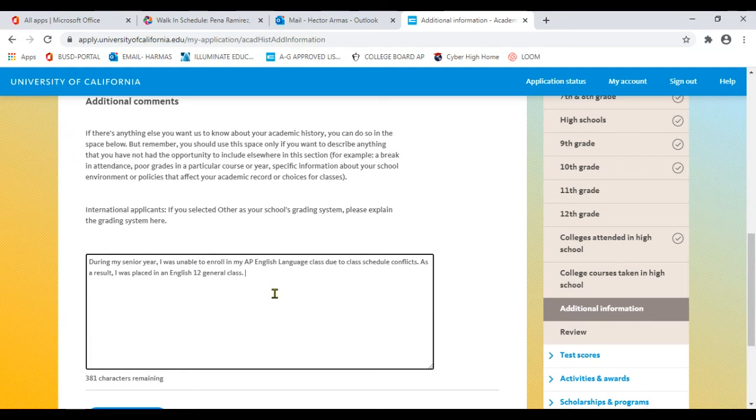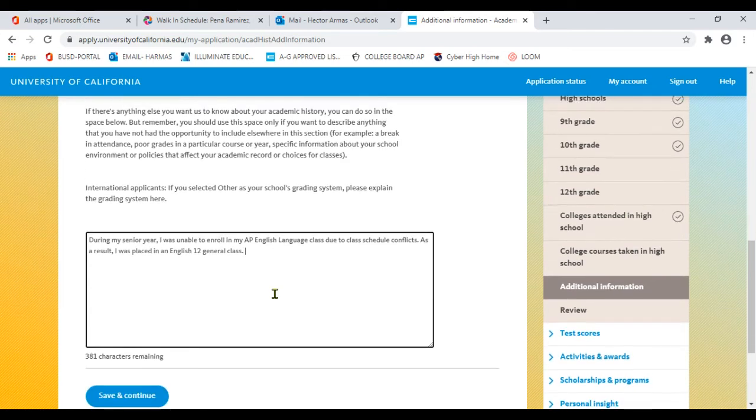Okay, so in other words, the universities are going to look at my transcript and say, hey, you took English 9 honors, you took English 11 honors, you took freshman English in the 11th grade, and then you took a regular English class in the 12th grade. Why didn't you take an AP English class? Well, I'm going to give them that information because they don't know that I had a conflict and I couldn't take the class.